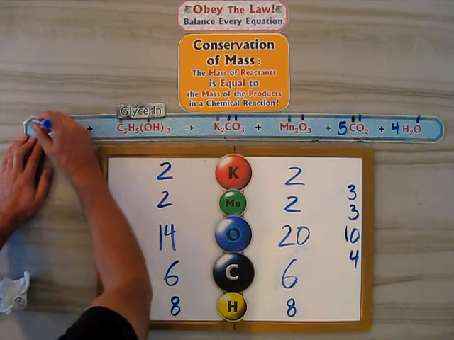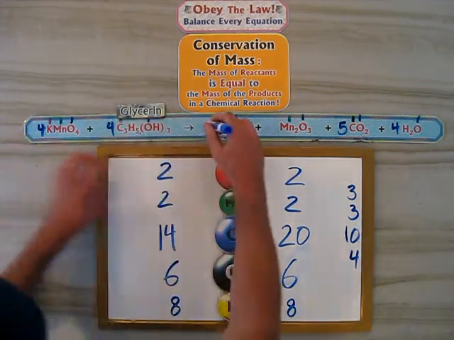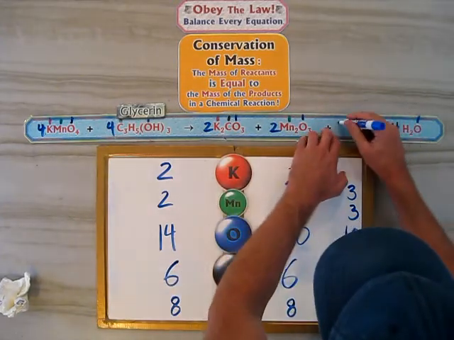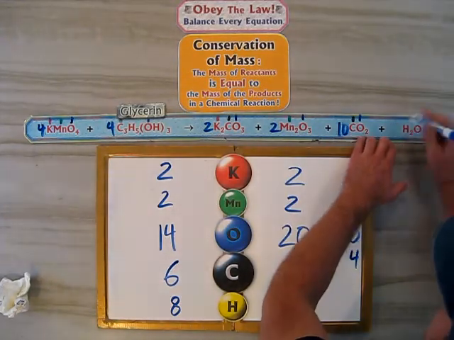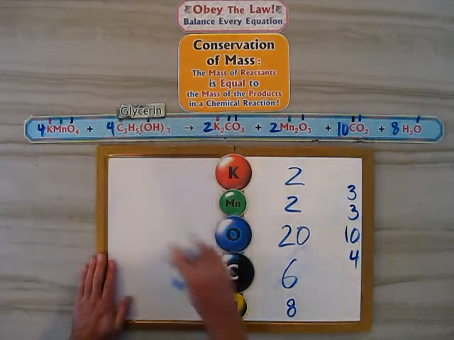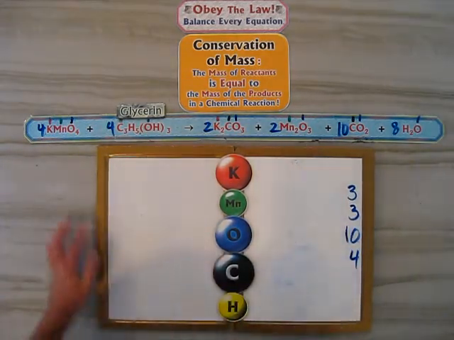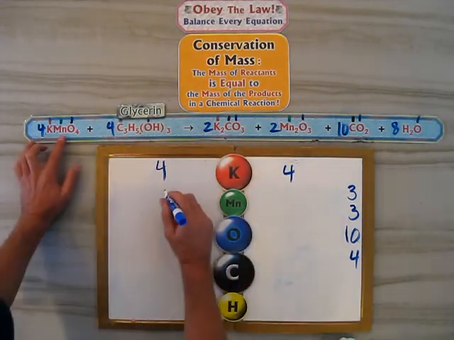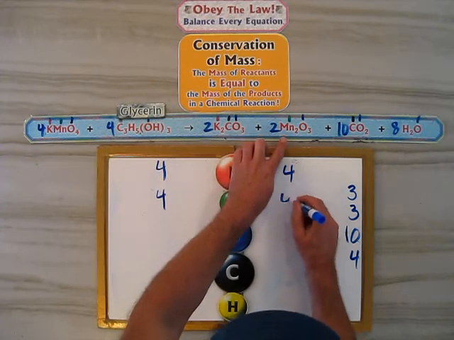So that would be a 4. That would be a 4. What would this one be? 2. This would be a 2. This would be a 10. This is crazy. And 8. Okay, so then let's just see what our numbers are if I do this. Most of them should just be doubled. Like that should be 4 potassium, 4 potassium, 4 manganese, 4 manganese.